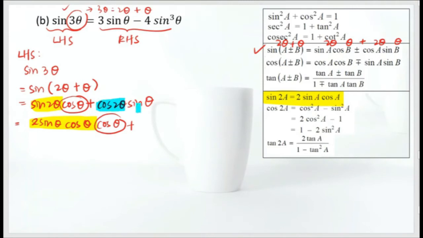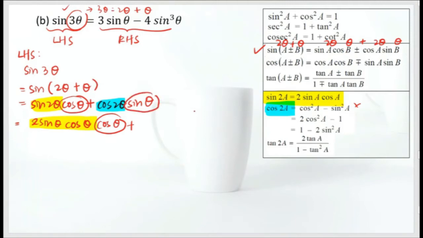cos 2 theta. Now the question is, which one do you need to use? Cos 2 theta again. We come back to cos 2 theta. First, second, or third? First, of course, is not suitable. We want the single one, single cos or single sine. We don't want cos and sine together. So you have to look at the back. The back is sine, right?